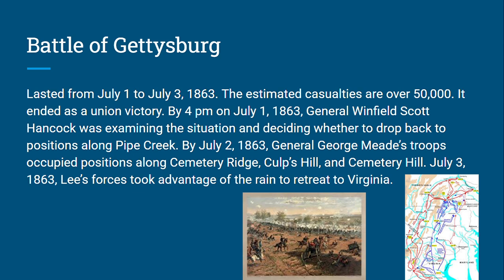By 4 p.m. on July 1st, 1863, General Winfield Scott Hancock was examining the situation and deciding whether to drop back to positions along Pipe Creek. By July 2nd, 1863, General George Meade's troops occupied positions along Cemetery Ridge, Culp's Hill, and Cemetery Hill. July 3rd, 1863, Lee's forces took advantage of the rain to retreat to Virginia.